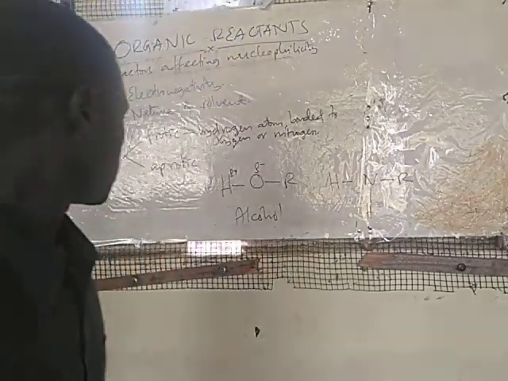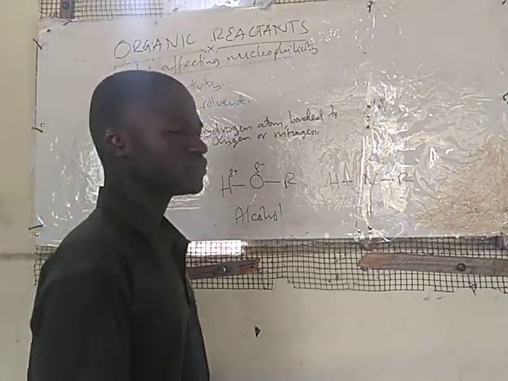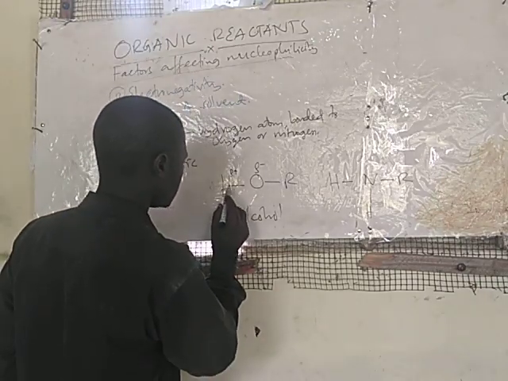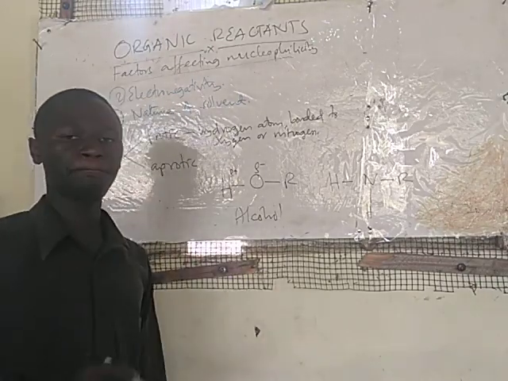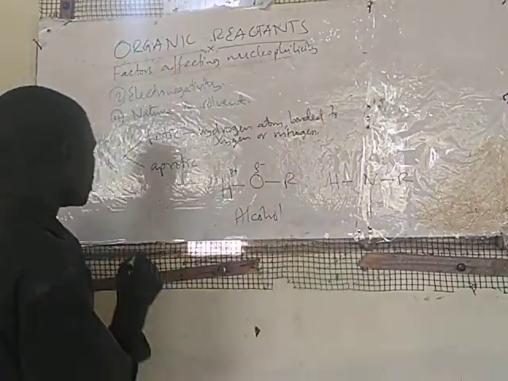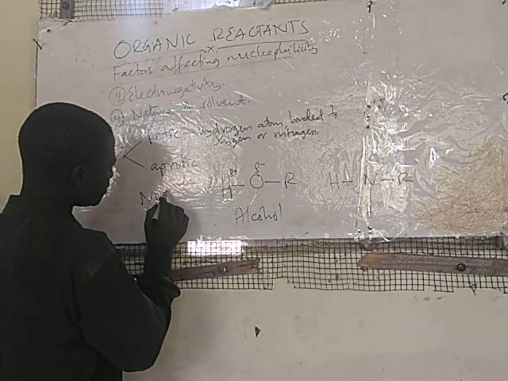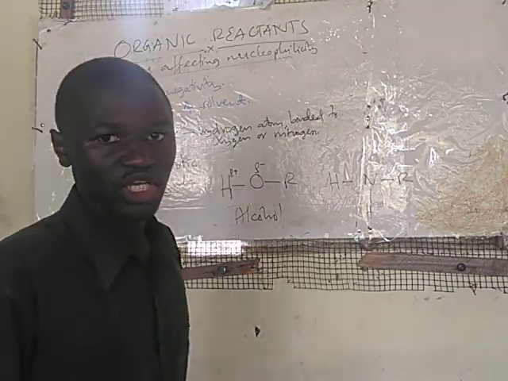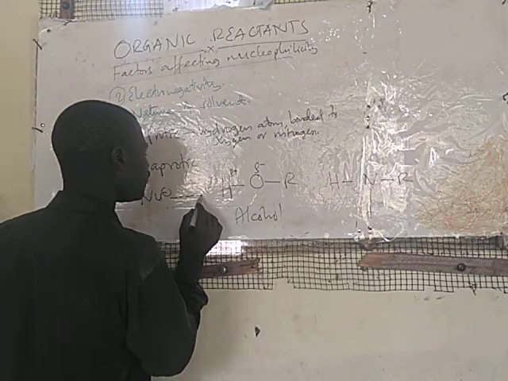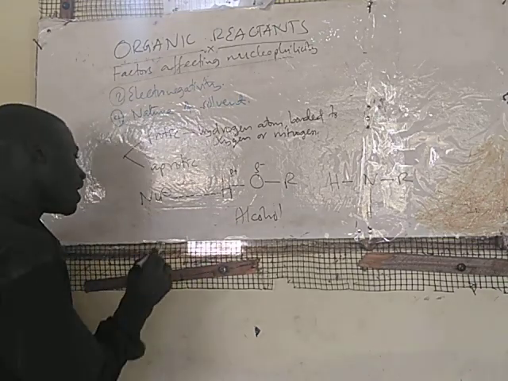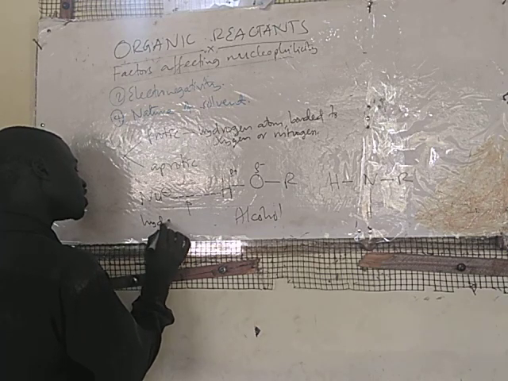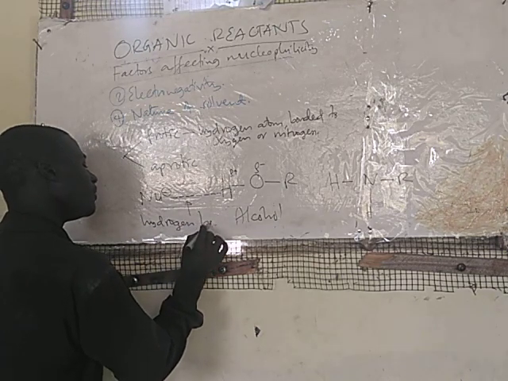So now, when we are talking of the protic solvent, what do we mean? This hydrogen is partially positive, and if we remember, nucleophiles have a negative charge. So there will be an attraction between a nucleophile and this hydrogen, and they will form what we call a hydrogen bond.